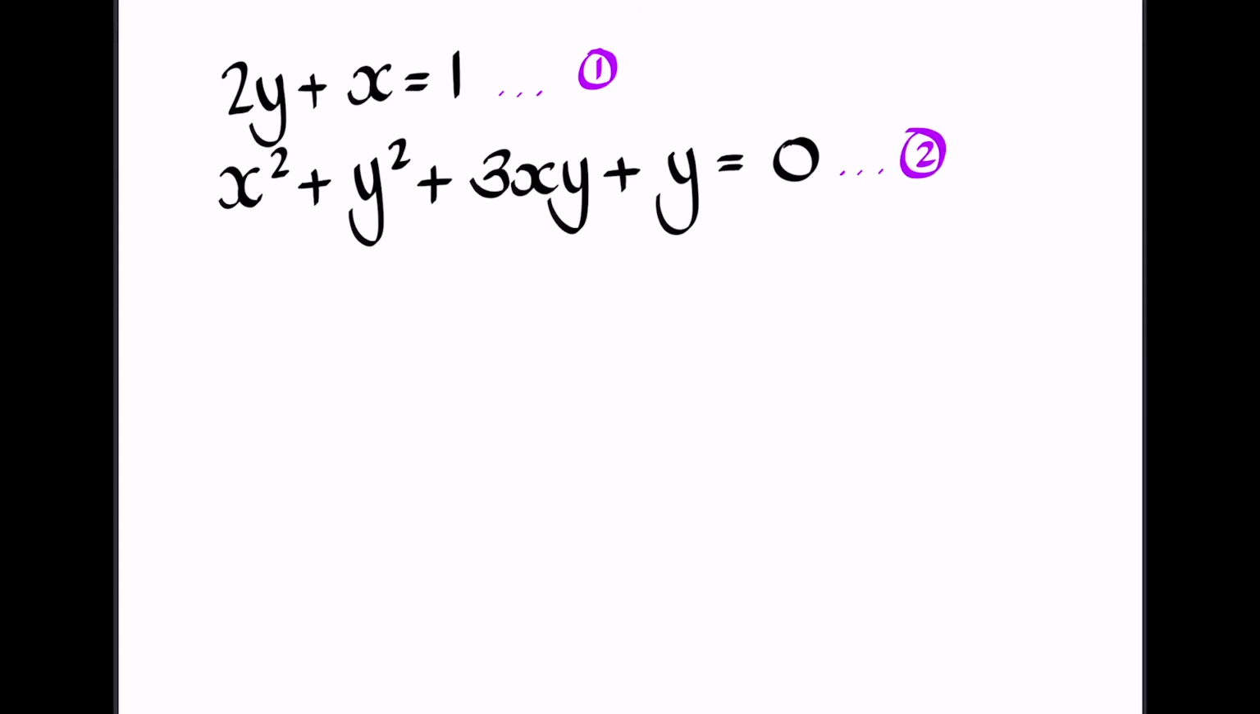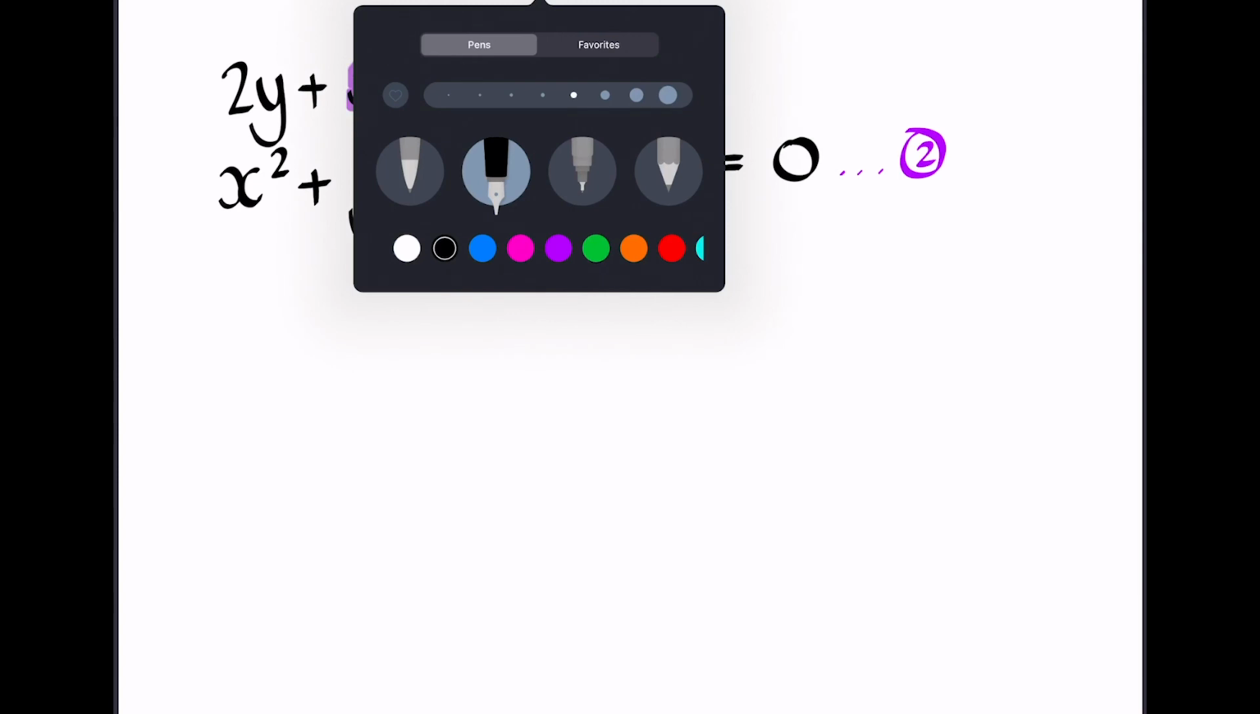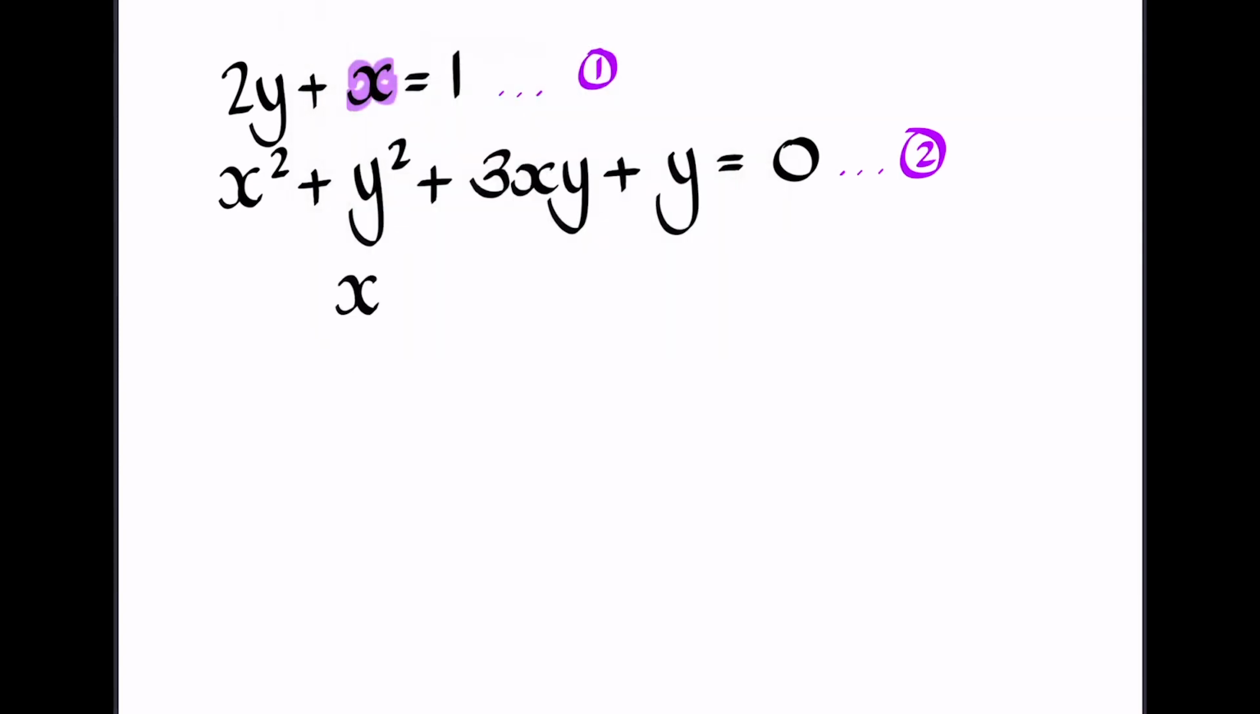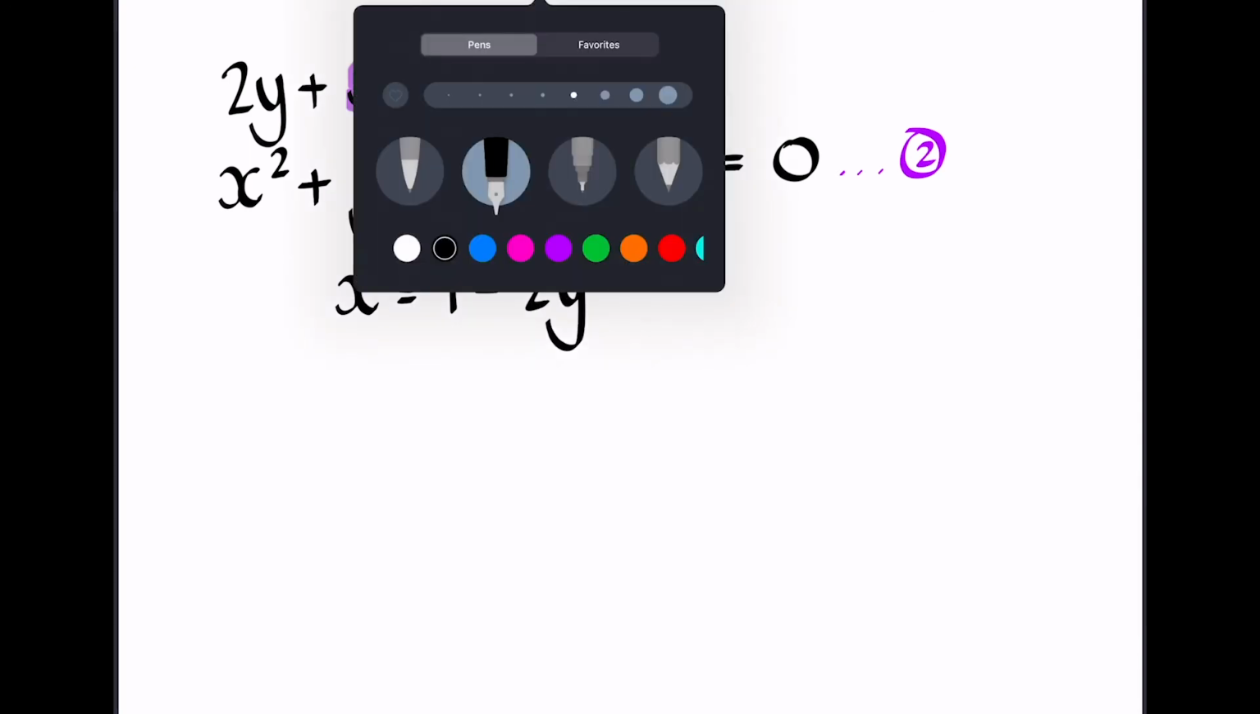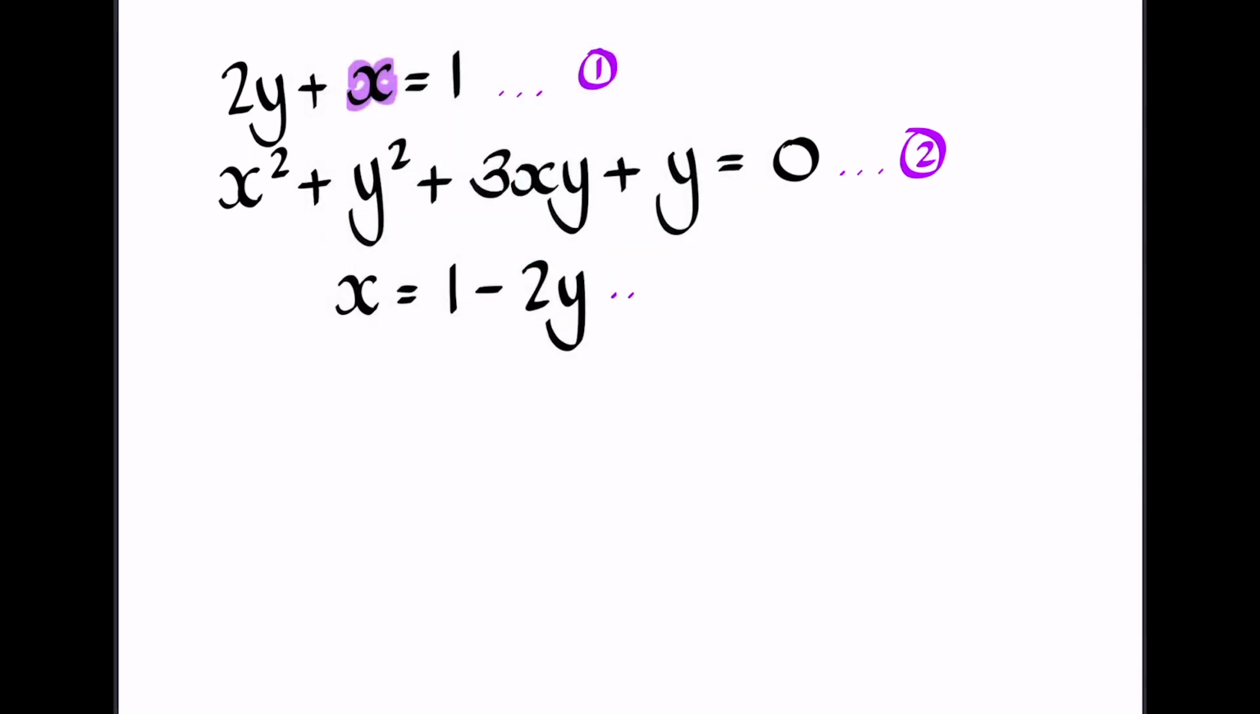Now with simultaneous equations, we have to have a subject of the formula. So I look at my two equations and I decide what I'm going to make the subject of the formula. So we can see that in equation 1, we've got an x, which will be easier to make the subject of the formula. So I'm going to have x is equal to 1, the 1 stays the same, the 2y when it goes across becomes negative 2y. I created this from equation 1, which means that I will label this equation 1a.